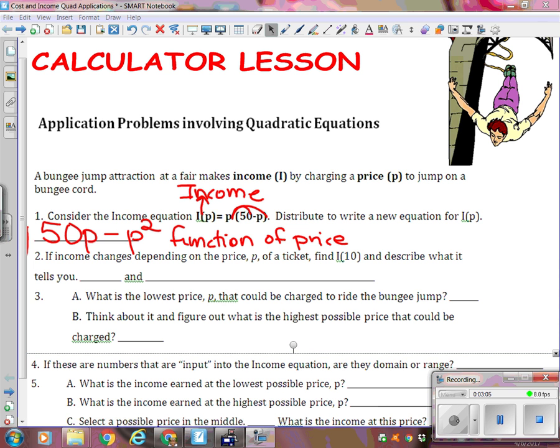If income changes depending on the price of a ticket, find I parentheses 10. All right. So if we're going to find the income parentheses 10, what does that mean? We're going to find the I, which is income, at 10, and 10 is what? What do we have in the parentheses? Price, okay? So if I charge a price of $10, can we calculate how much income we're going to bring in? Now, you could put the 10 in for P here and here, or you could put it into the original version of the equation. Both of those equations are exactly the same thing.